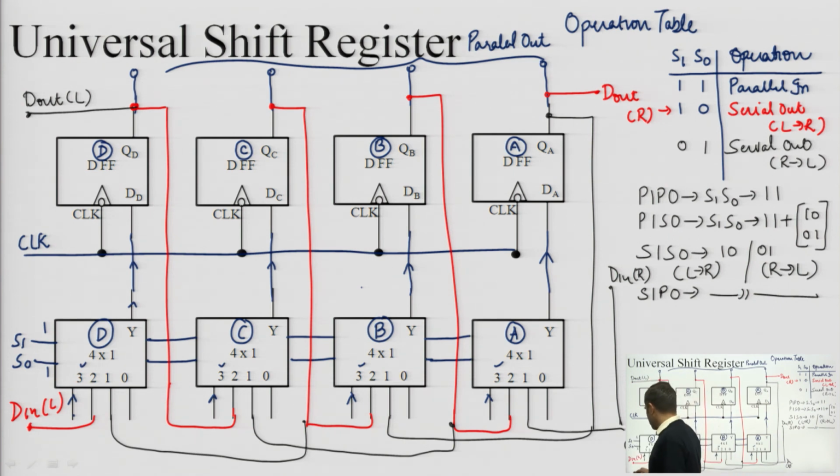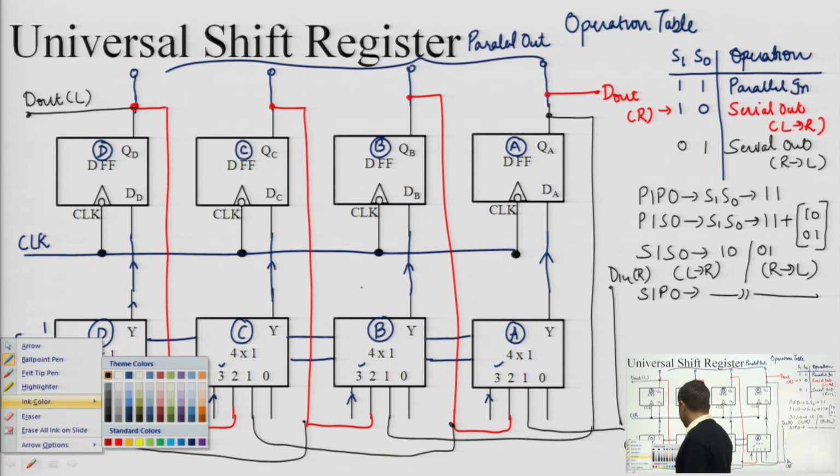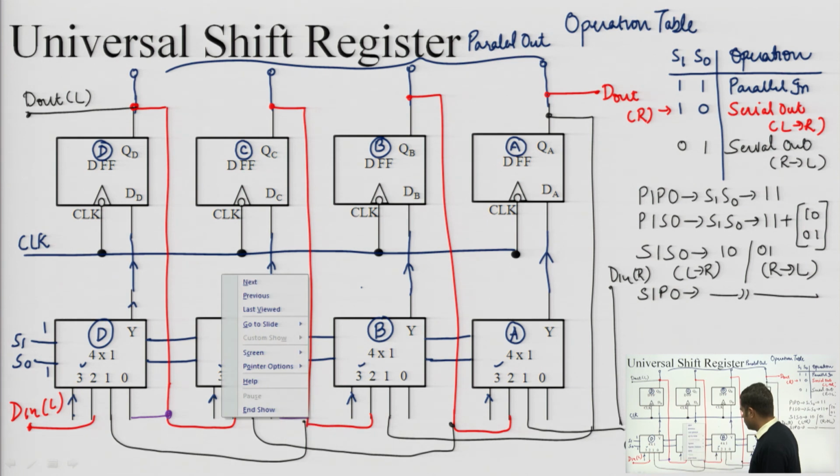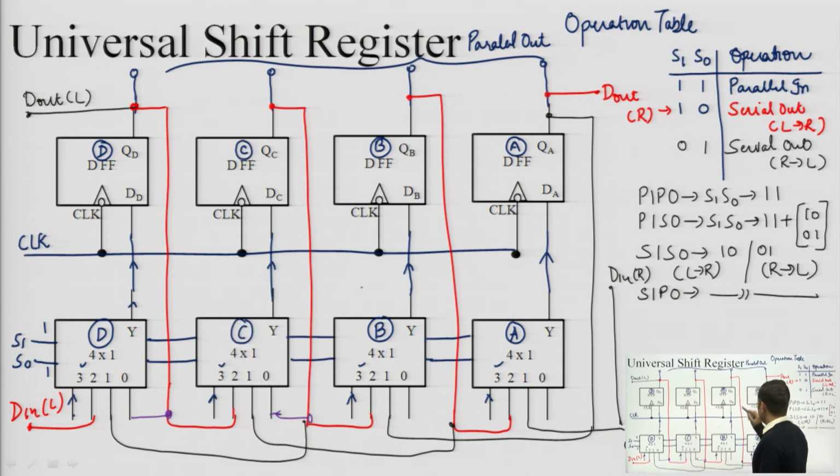Now this zero terminal of the multiplexer can also be put to use if I connect this terminal to the output of this flip flop only. That means D flip flop's output is connected to the D multiplexer zero terminal. Similarly, C flip flop's output is connected to the zero terminal of this C multiplexer. Similarly, here as well, B output of the flip flop will be connected to the zero terminal of this B multiplexer. Similarly, this A output of the A flip flop will be connected to the zero terminal of the A multiplexer.